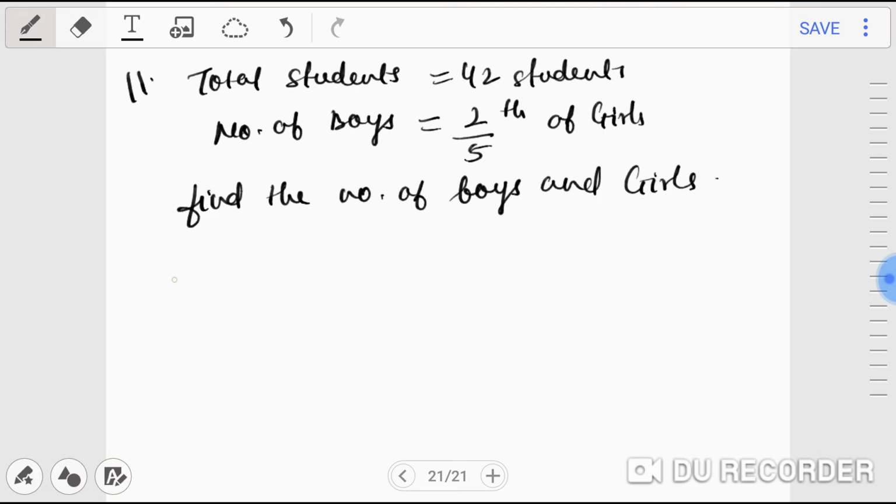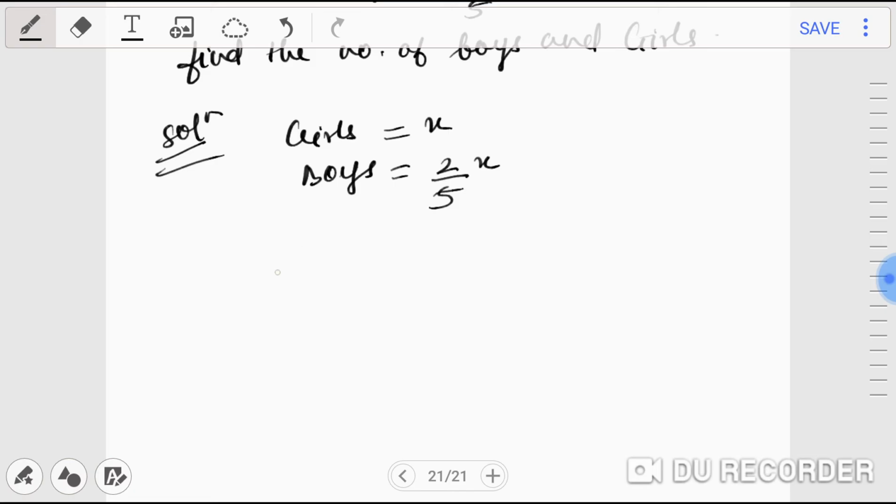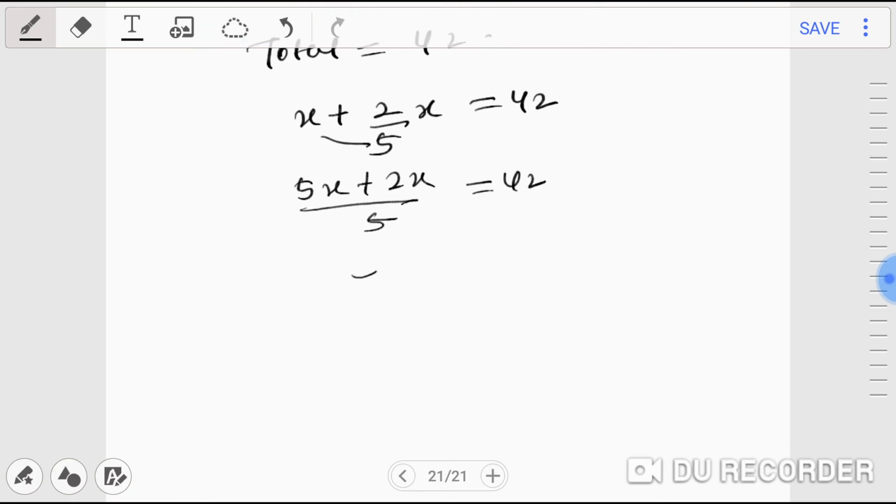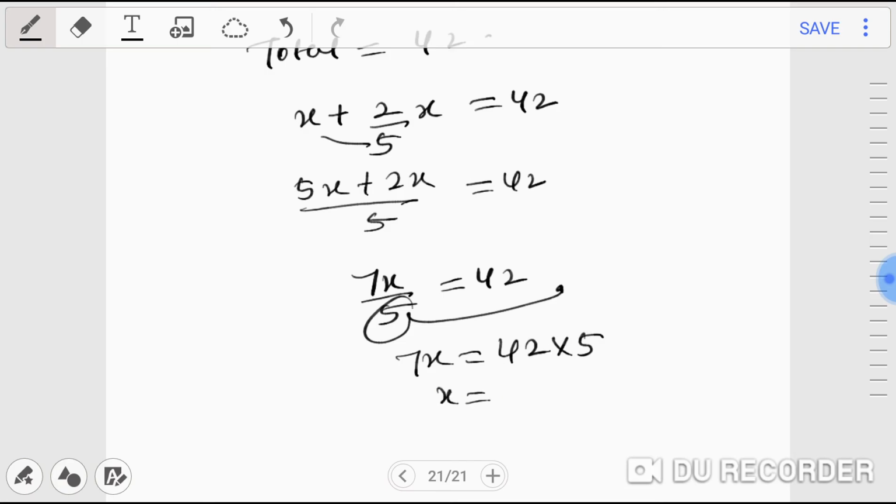So if I suppose take girls as x, boys will be what? 2/5 of girls, that means 2/5 of x. And together, total it is 42. Therefore, can I write x plus 2 upon 5 x is equal to 42? If I take LCM, it will be 5x plus 2x upon 5 is equal to 42. That will be 7x upon 5 is equal to 42. If I take this 5 that side, so that will be 7x equals 42 into 5. Can I take this 7 down here? So it will be like this, and the value of x will be 30.